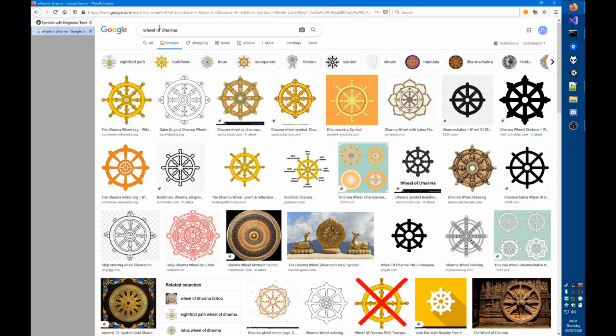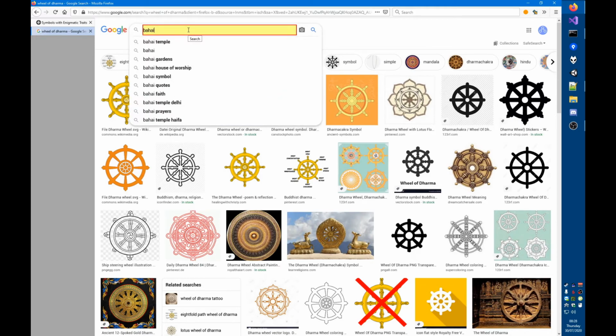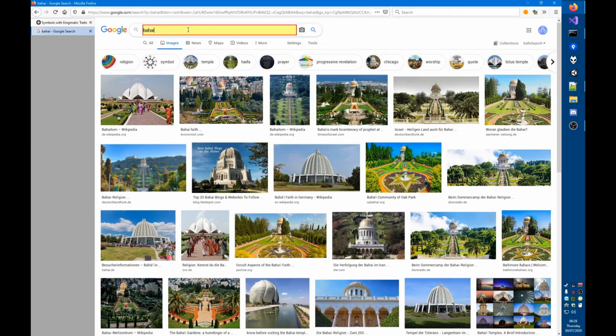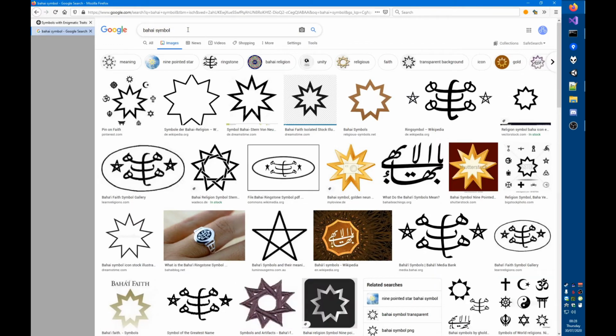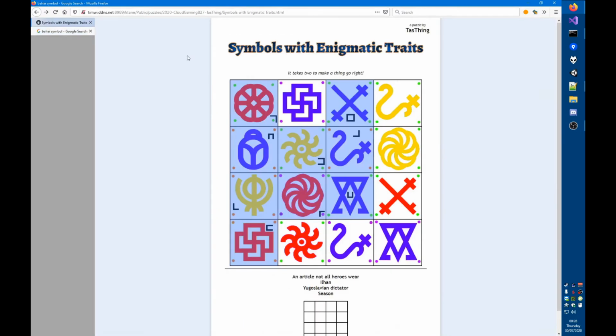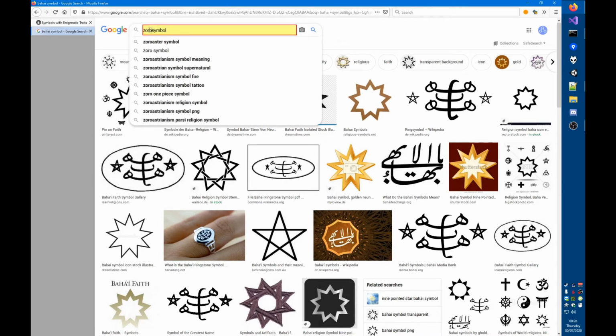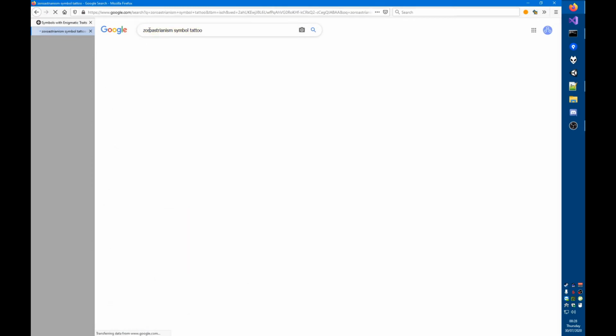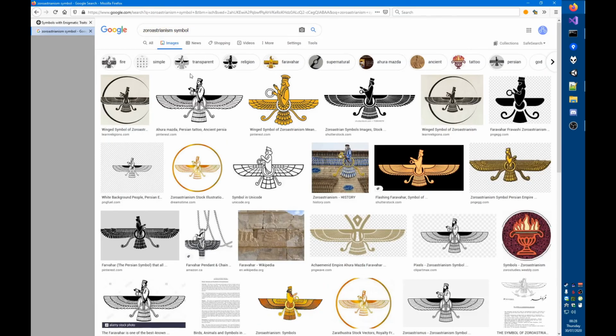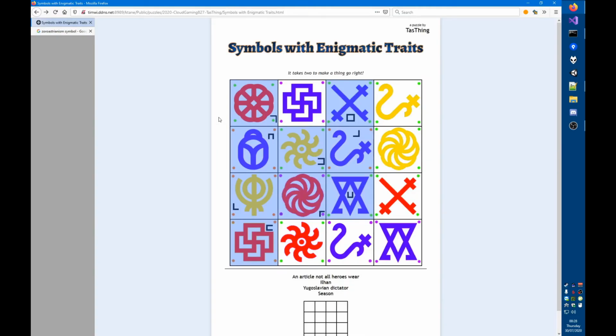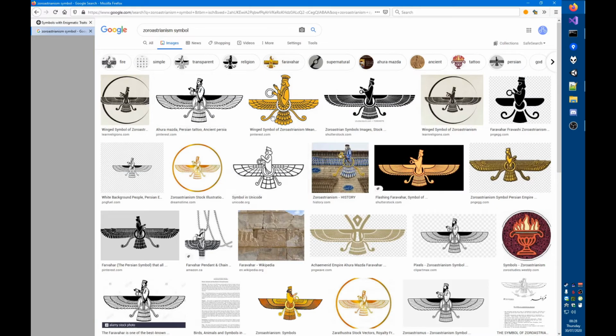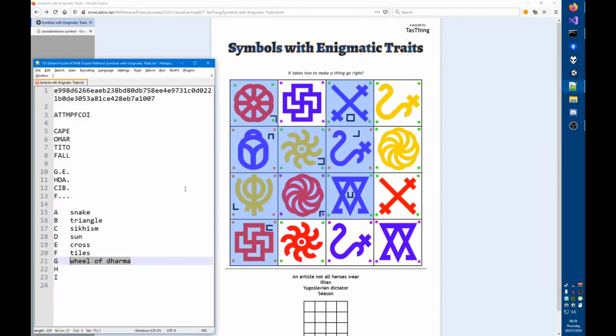So let's just grab some random religion that I've barely heard of. Baha'i symbol. Okay, so Baha'i apparently is a 9-pointed star. Okay, so let's find some other random religion. Zoroastrianism. Okay, so that is not reminiscent of any of these. So maybe I'm on the wrong path with that. Alright, well anyway, let's keep going.